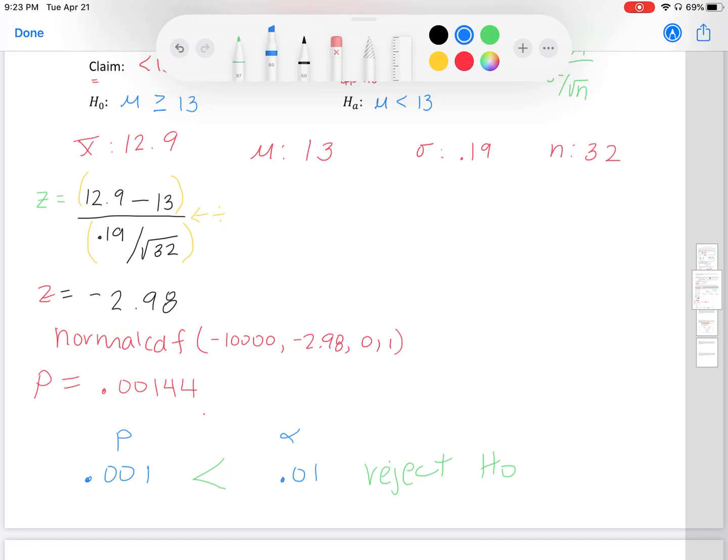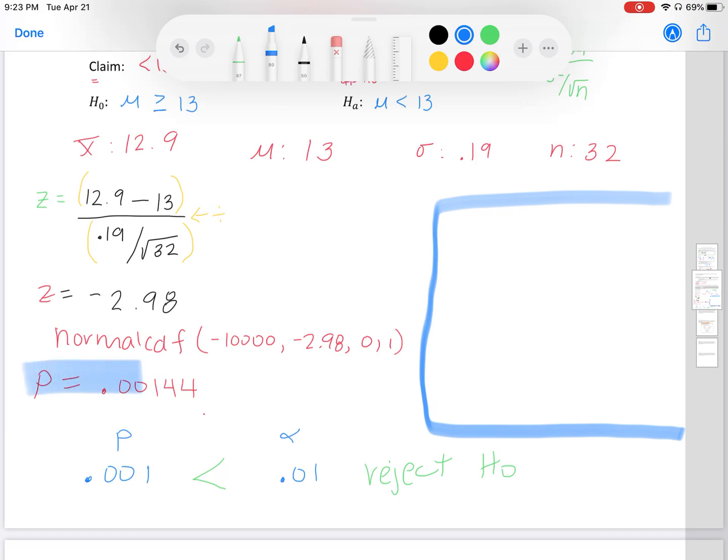Now I have some good news. If all of this seemed like a lot of work, which it is, we can use our calculator to do all of our work for the p-value. It'll tell us the p-value. I think it also tells our z-score. To do so, we're going to go into our calculator and press Stat, scroll over to Tests, and you want to choose that first one, Z-Test.